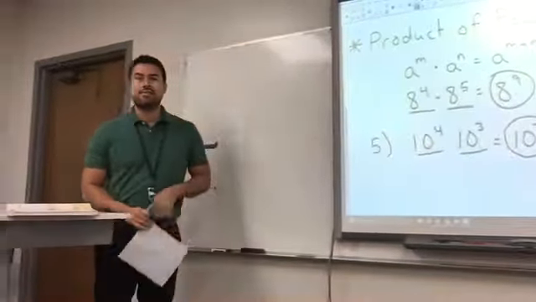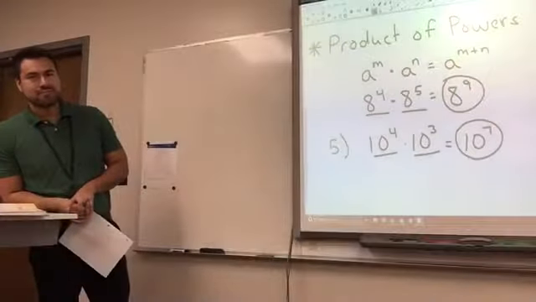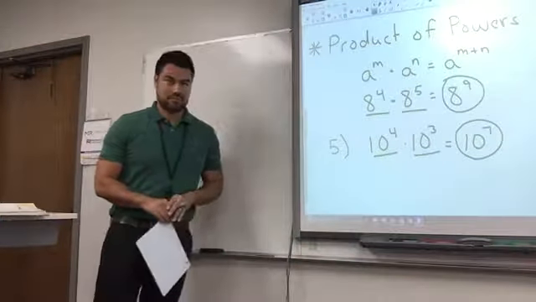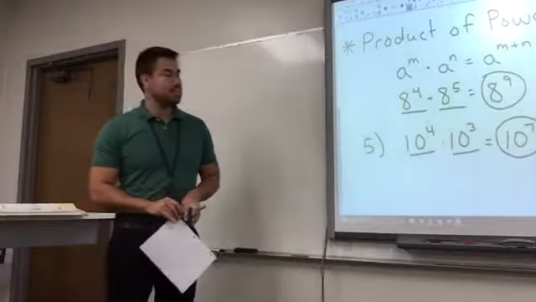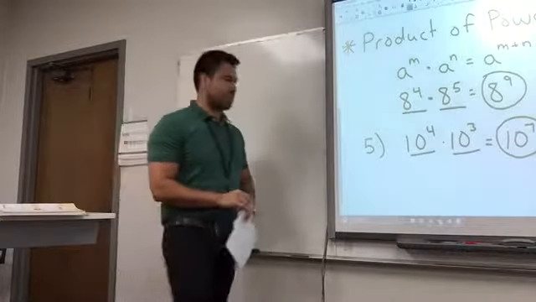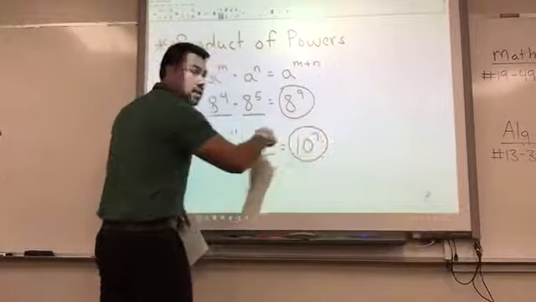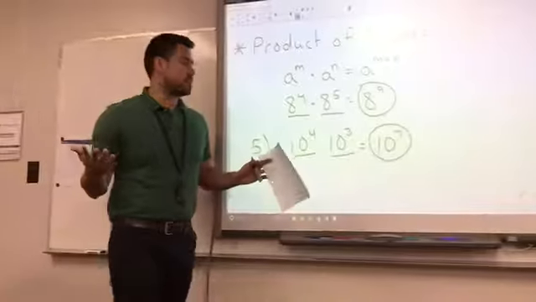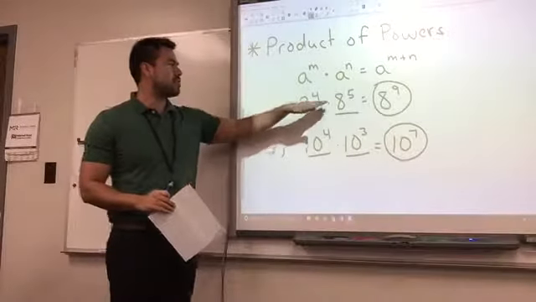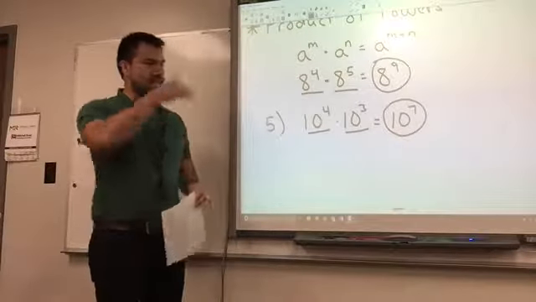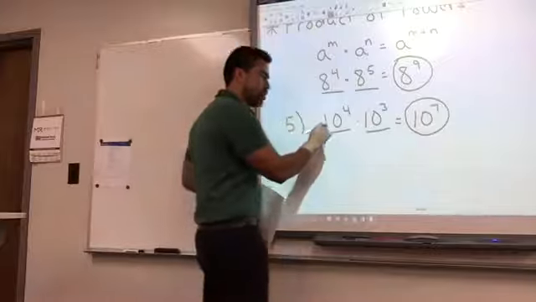Yes, ma'am? So since it's like 10 times 10, when you say it's 10 to the 7th, shouldn't you multiply these two together, get 100, and then 4 plus 3 is 7, 100 to the 7th? Well, let's do this. Because we kind of understood the other one, since I showed you all those 8s being multiplied, but I'm looking at this one right here specifically.